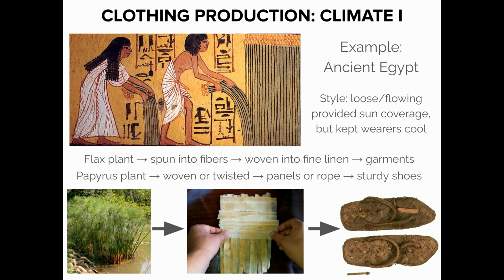The papyrus plant, which also grows in that same region, is a little bit stiffer, so it wasn't as comfortable to wear as clothing. But they realized that if they wove or twisted it, they could make small ropes out of it, and they could weave it into harder sheets, and that became the shoes you typically see in ancient Egypt. That's the process you see at the bottom: the papyrus plant going into the weaving with the wet strips, and when it dries out, it becomes a nice hard sole that you can walk on hot desert sand with.